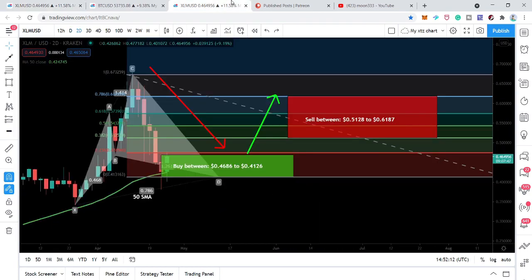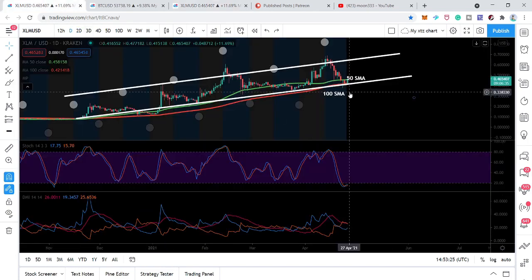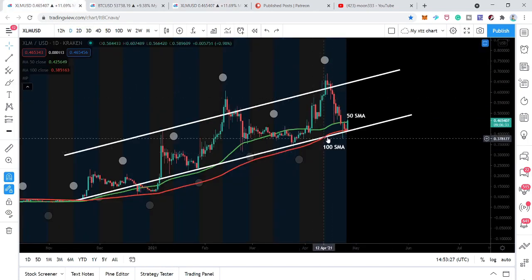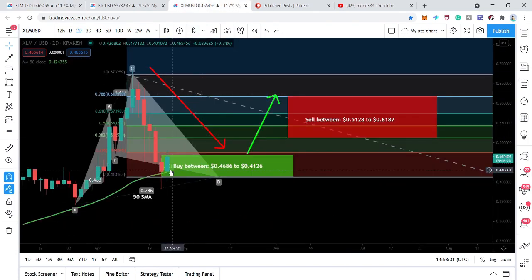Now, as per the Fibonacci sequence of this bullish cipher pattern, our sell targets can be from 51.28 cents to 61.87 cents, and the buying range starts from 46.86 cents and ends at 41.26 cents. And you can see that after getting bounced by this 50 simple moving average support, and from the support of this up channel and the 100 simple moving average on the daily time frame chart, the price line is likely to move up from this buying zone.